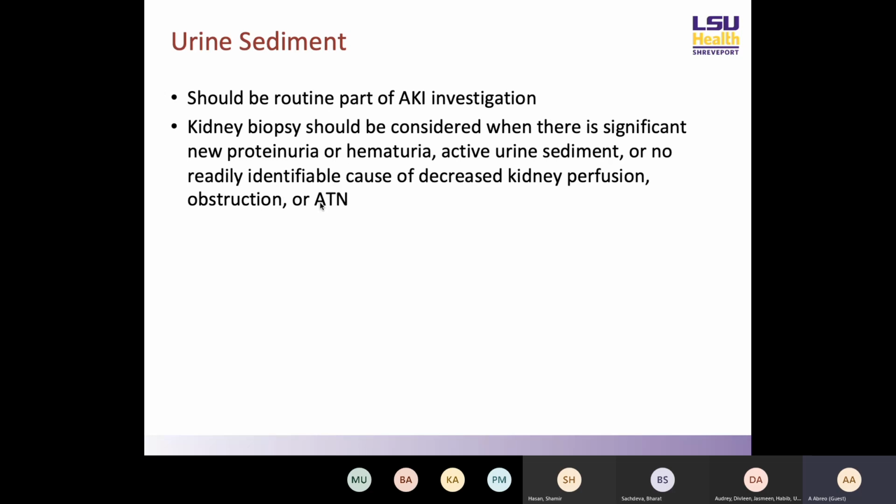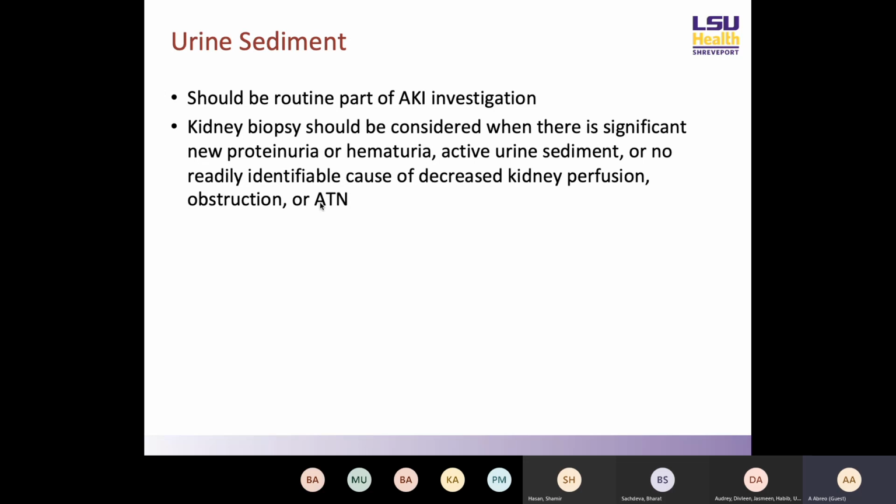So like I said, urine sediment is a routine part of the investigation. Of course, if you're suspecting a GN, you want to see if there are dysmorphic RBCs or RBC casts. We've picked up white cell casts in patients that we suspected AIN in. So, I mean, it's just always good practice to see as many urines as you can. And then, of course, indications for kidney biopsy.